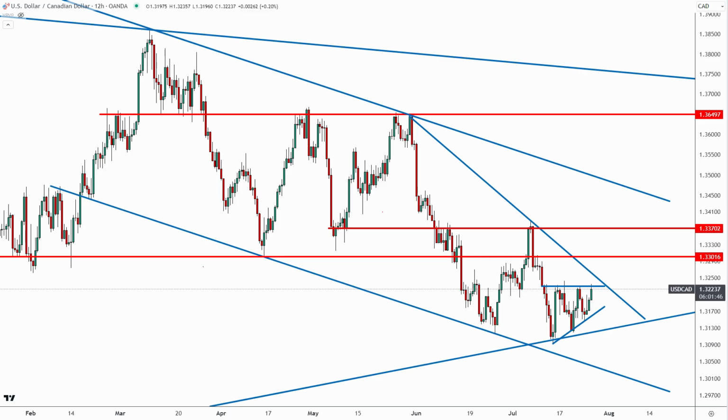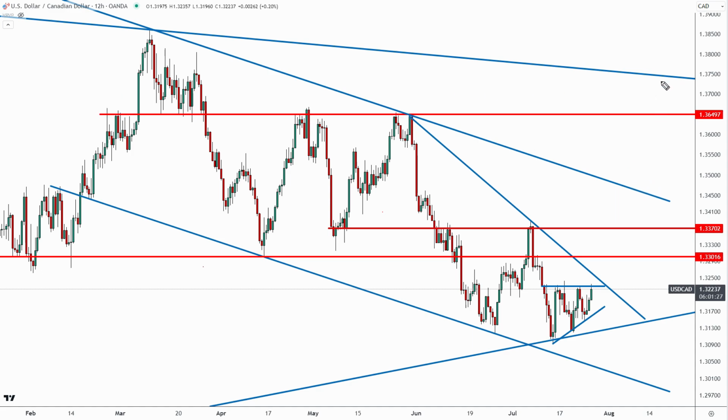Now, looking even higher up here for the pair, you can see that we do have this level up around 1.365. So we've got this pivot right back here. You can see resistance, support, and resistance two more times. So this right here would be another target, in addition to the top of this channel.